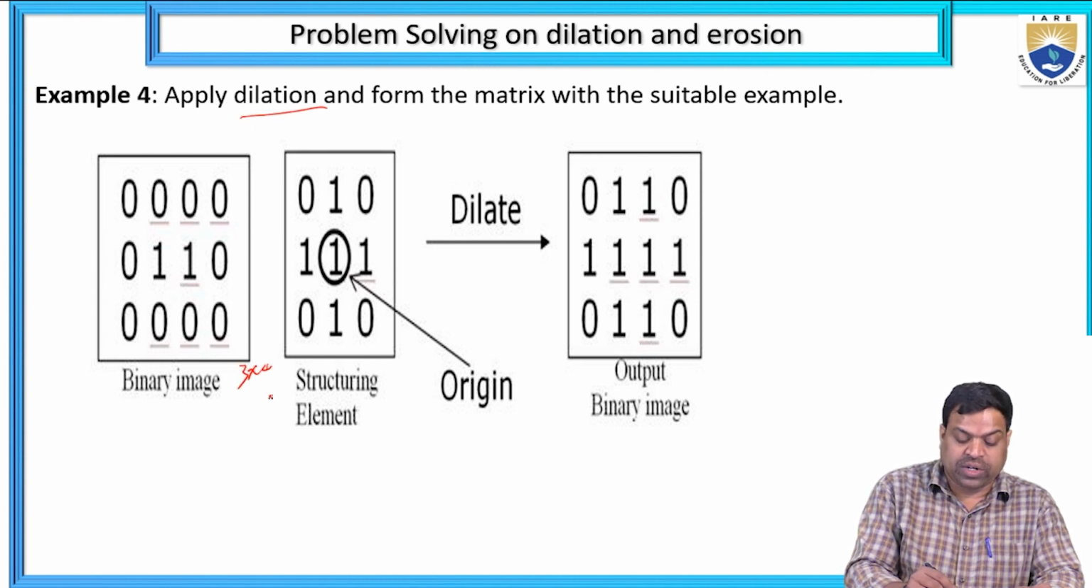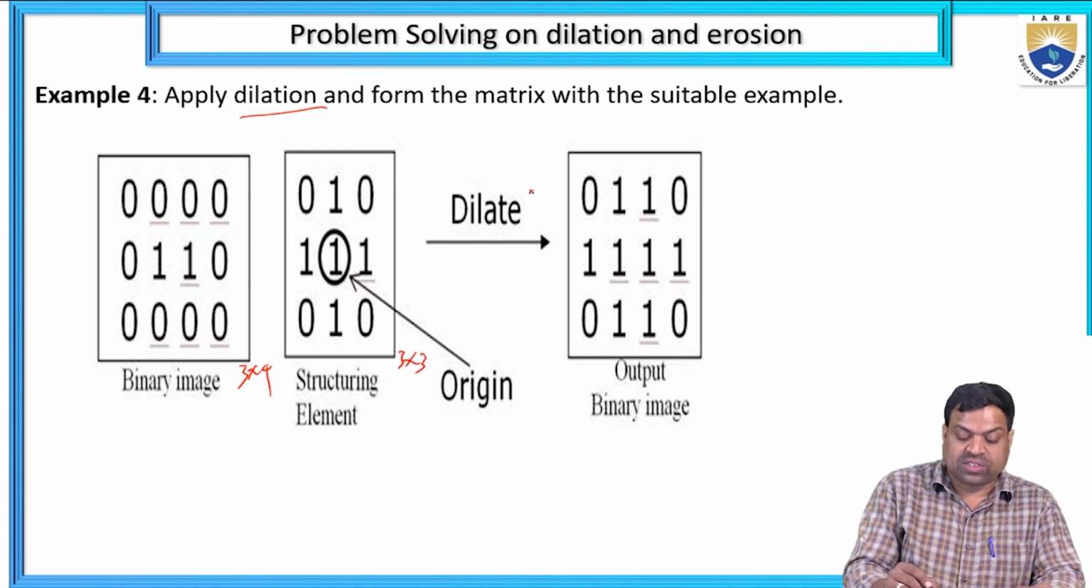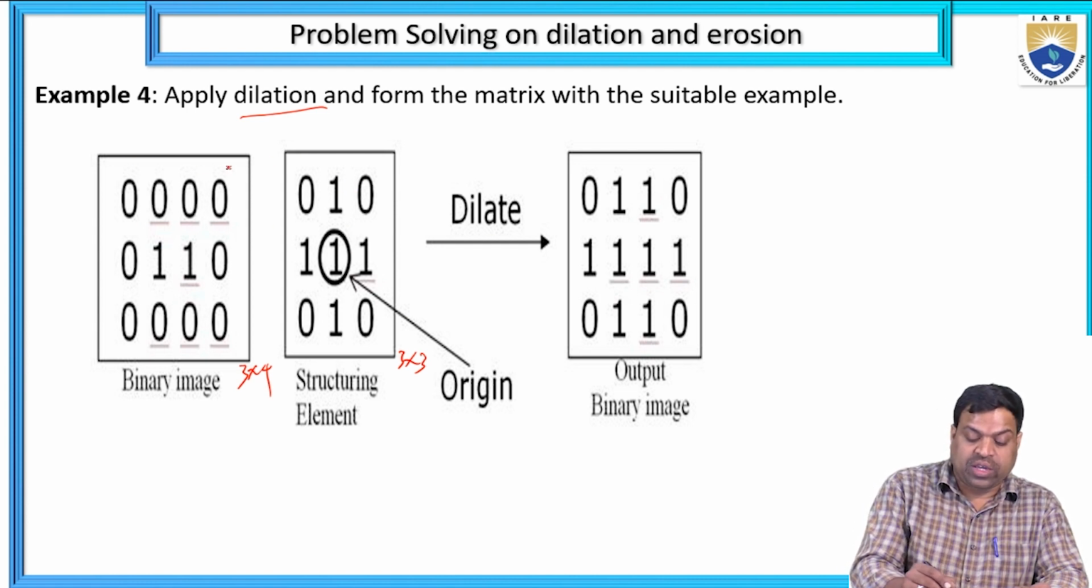Okay. A 3 by 4 matrix is there. What is the structuring element? 3 by 3. So this I am dilating here. So this I am keeping 0, 1, 0, 1, 1, 1, 0, 1, 0 like this. If I am keeping like this, what will happen?